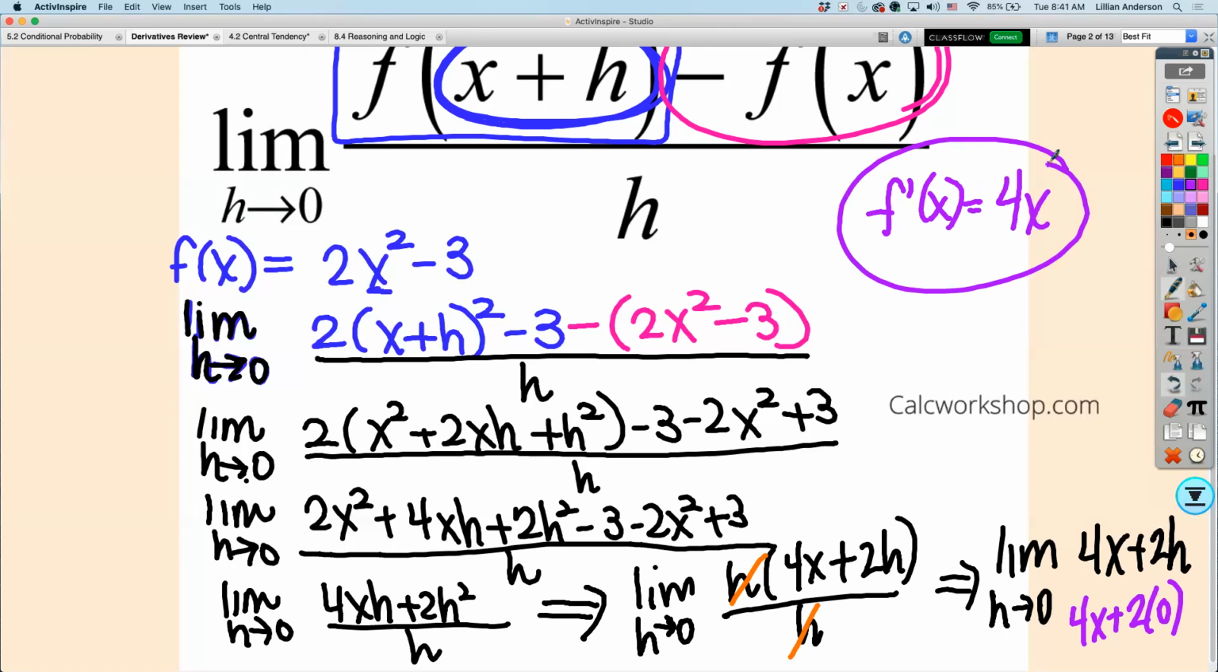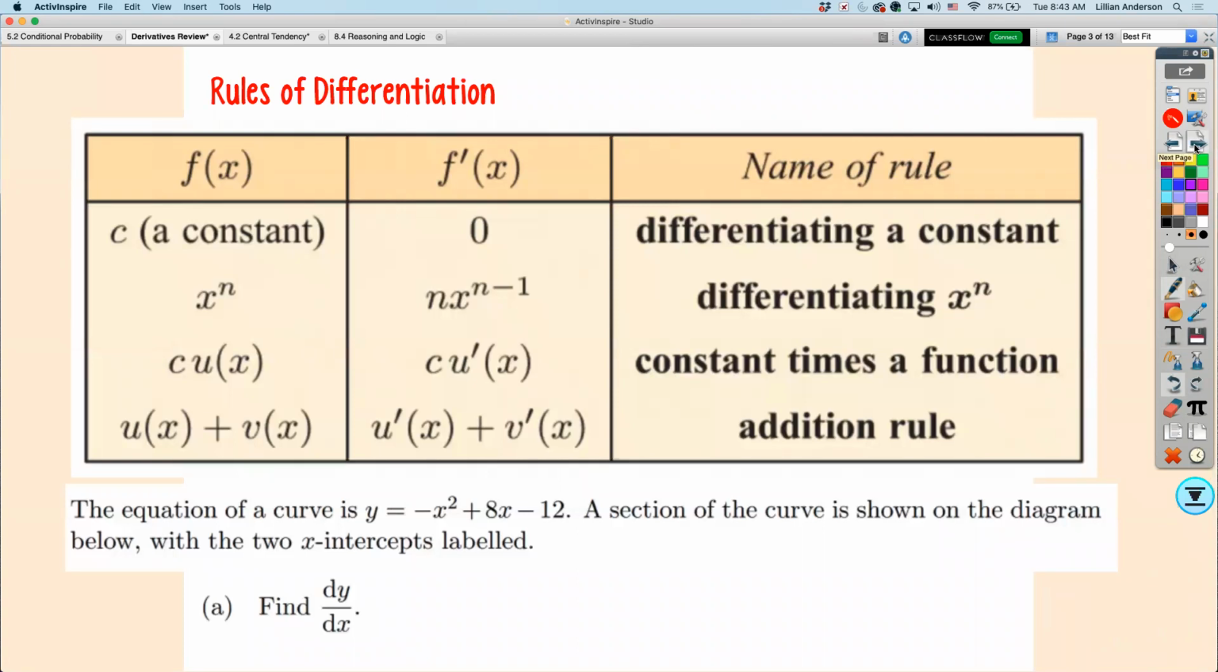This is just how we use the formal definition to get the derivative. Remember, the derivative is a general rule to help us find the slope of a tangent line at any point. After we went over the formal definition, I taught you the different rules of how to find the derivative, which was essentially a shortcut to get from 2x squared minus 3 to just 4x. That involved your power rule, which was this one here. And then there were a few other rules that went along with this.